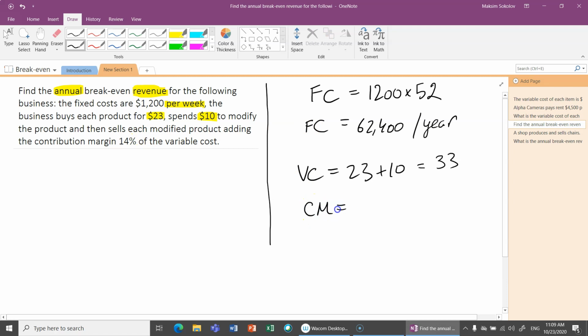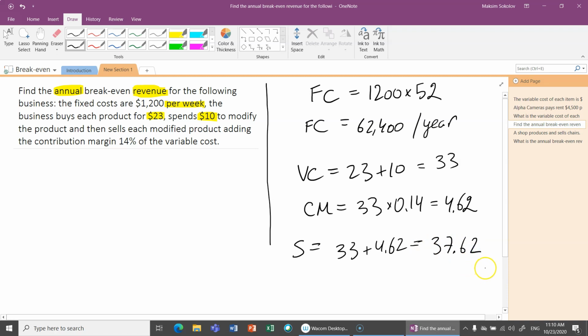So contribution margin is going to be 33 times 0.14, for $4.62 for the contribution margin. And let's find selling price too. Selling price is going to be 33 plus 4.62, which is going to be 37.62. Well, with this in mind, we can actually answer this question.